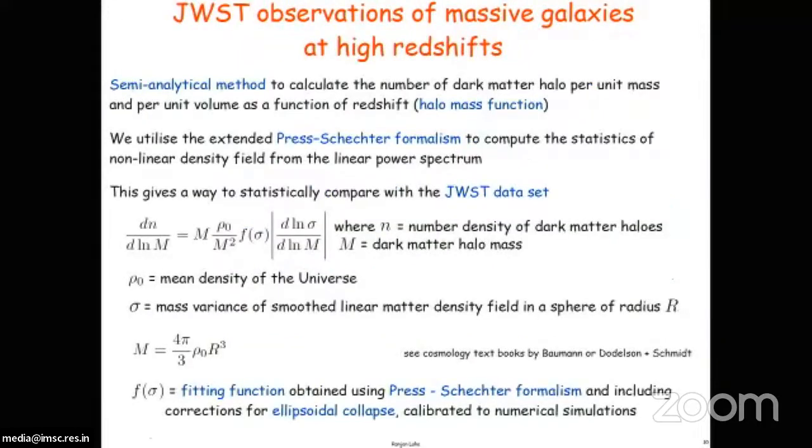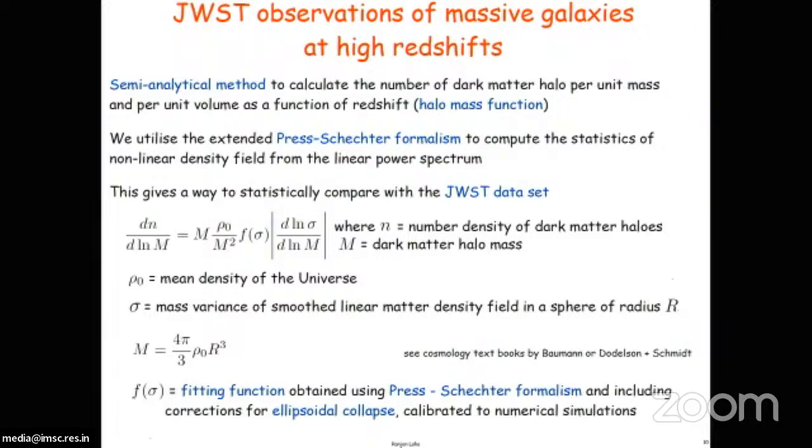There has been a long list of work, starting from this work by Press and Schechter, where they showed that even if you cannot understand galaxy formation from first principles, using semi-analytical arguments, you can actually get a statistical measure of galaxy formation. And that is good enough. I'll show how that is good enough.